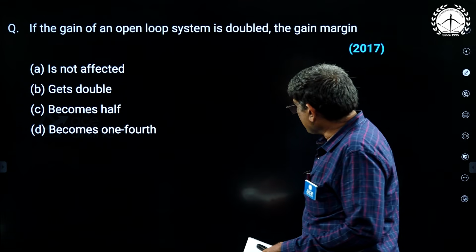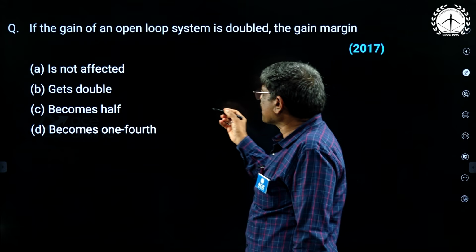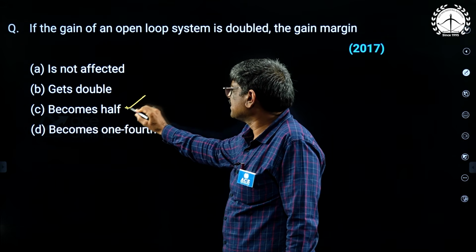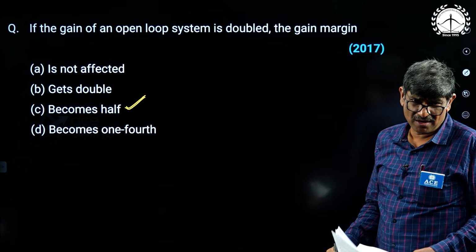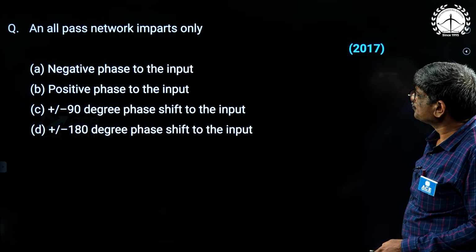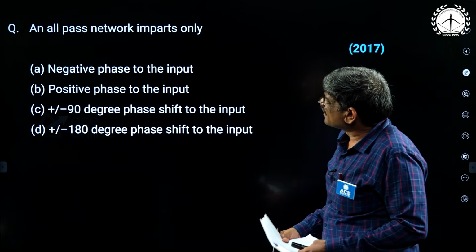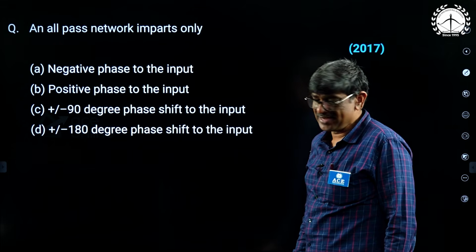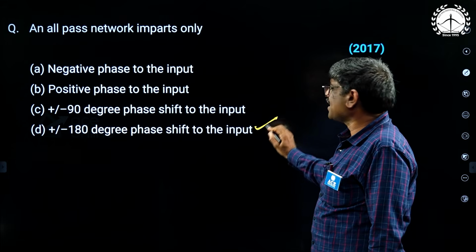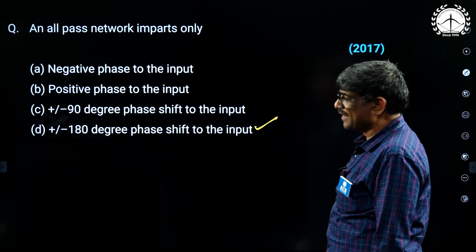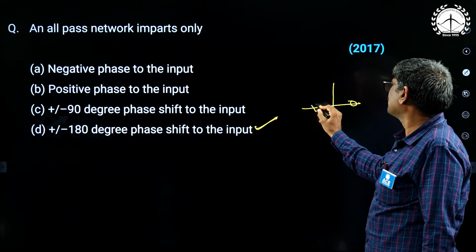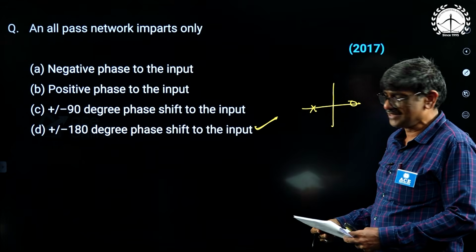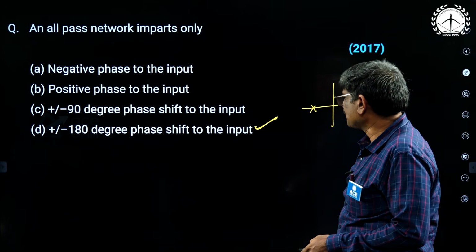Next, if the gain is doubled, gain margin becomes what? Half. Already we discussed in the class also. As the gain is doubled, gain margin becomes half. This also we discussed. All-pass system, the phase difference is what? Plus or minus 180 degrees. Because in an all-pass system, zeros should be on the right, poles will be on the left. The phase difference exists around plus or minus 180 degrees.